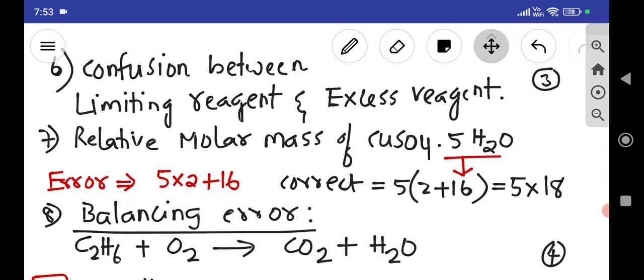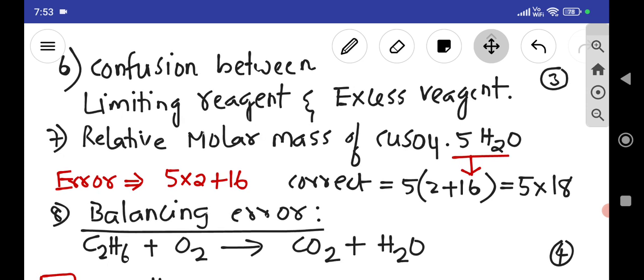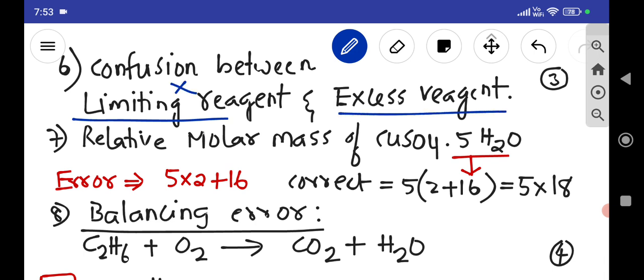Next, one more error is confusion with limiting reagent and excess reagent. What is meant by limiting reagent? The one which is completed, hence you call it as limiting reagent. The one which is left out, hence you call it as excess reagent. So we should not make errors in this.